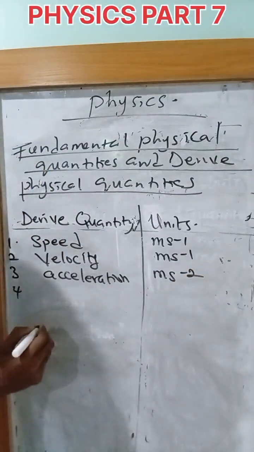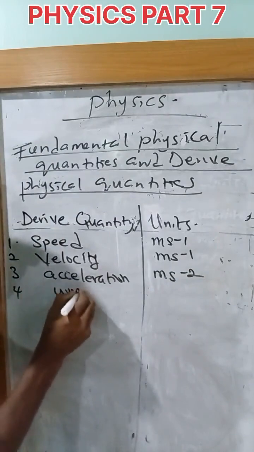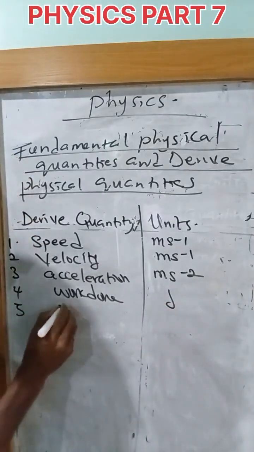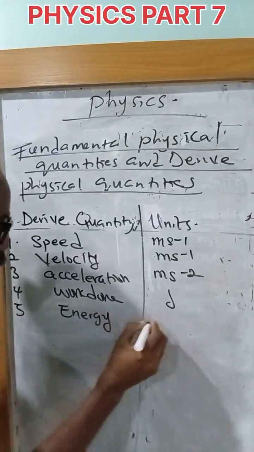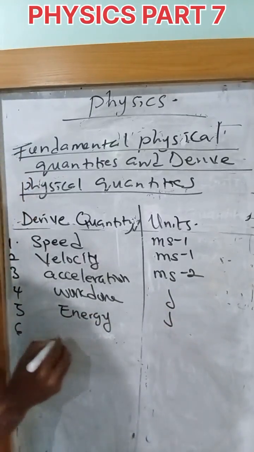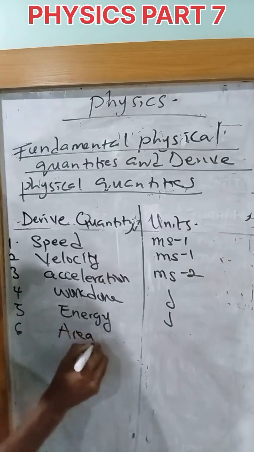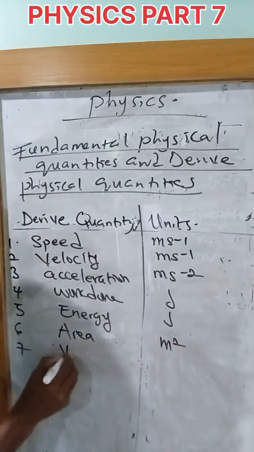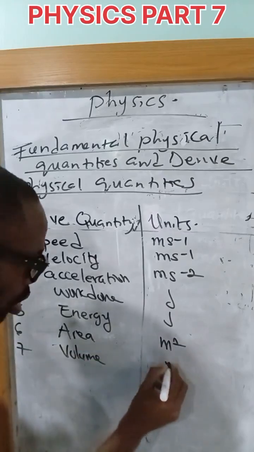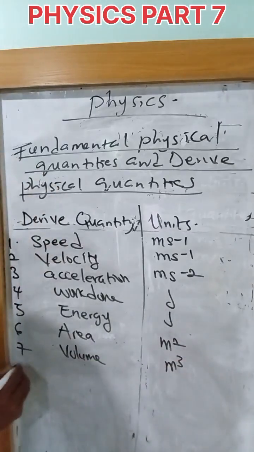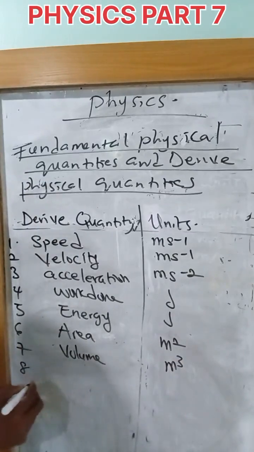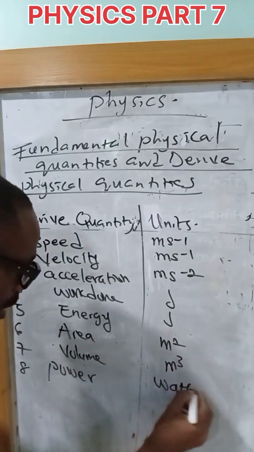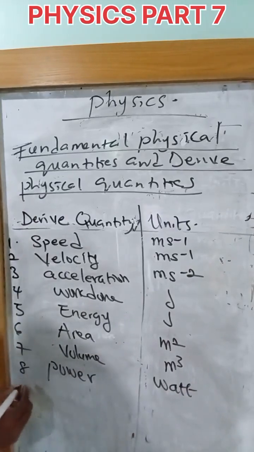Number 4, we have work done, which is joules. Number 5, we have energy, which is also joules. Number 6, we have area, which is meter square. Number 7, we have volume, which is meter cube. Number 8, we have power. Its unit is watts.